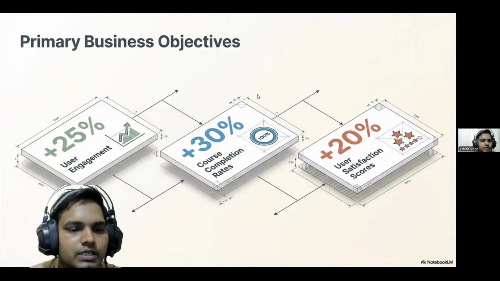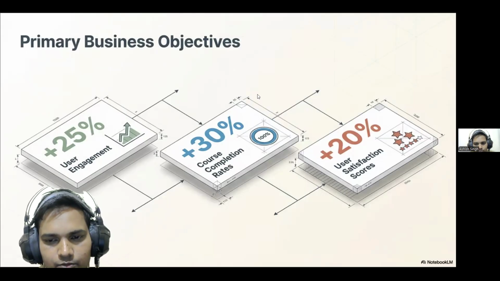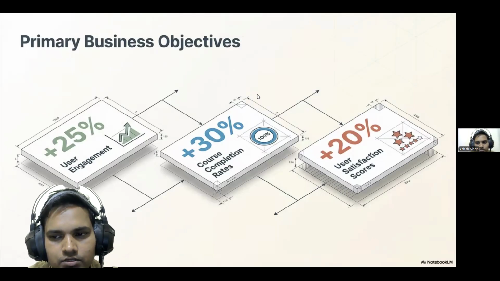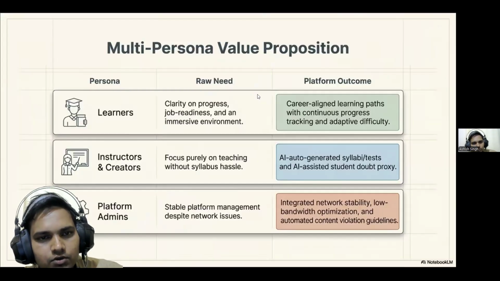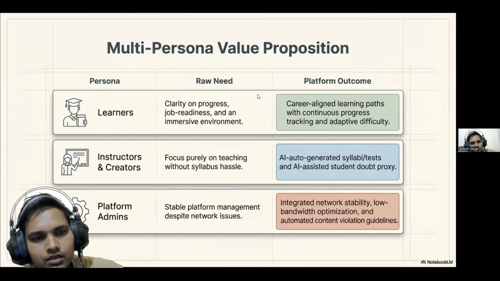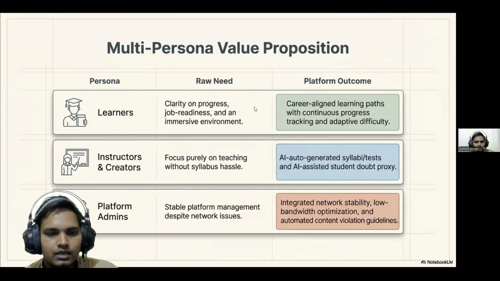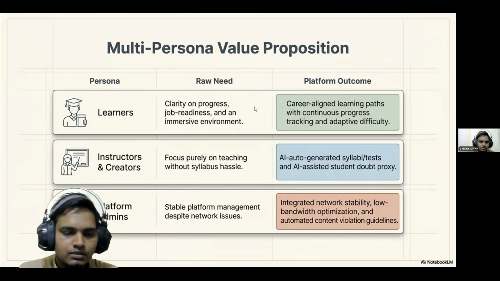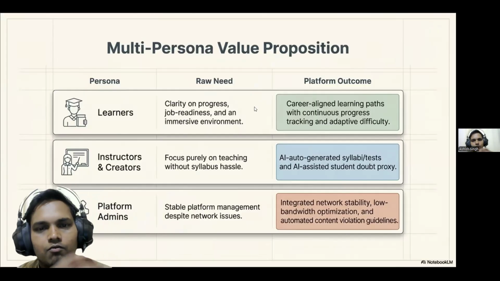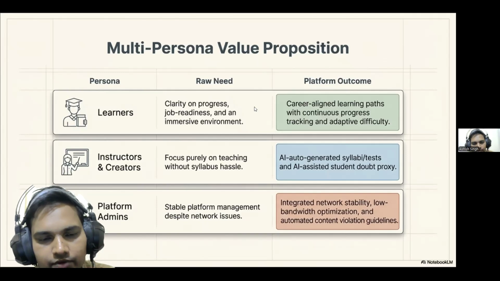Architecting the personalized learning engine: the primary objectives were increasing user engagement by 25%, course completion rates by 30%, and, the most important thing, user satisfaction scores by about 20%. The first task was to analyze the personas. There were three personas: first, learners; second, instructors and creators; and third, platform admins. What kind of jobs to be done do we have to address?